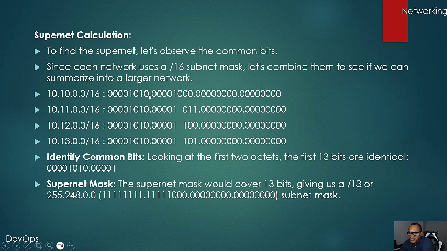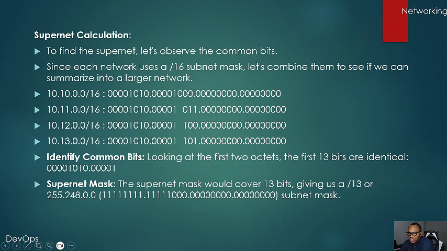And if you find the decimal of this, it will give you 8. This is 1, 2, 4, and 8. So this is 10.8.0.0. All right. So that's your network address, and it will be 10.8.0.0/13.